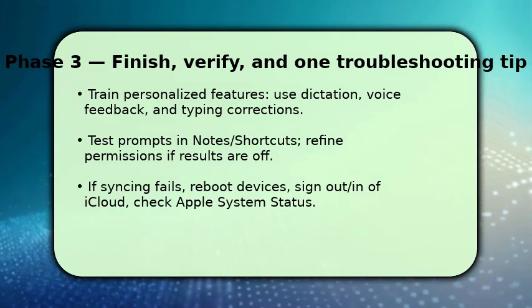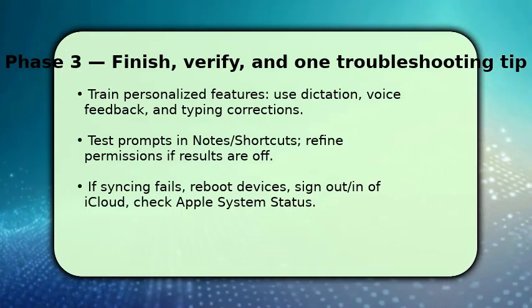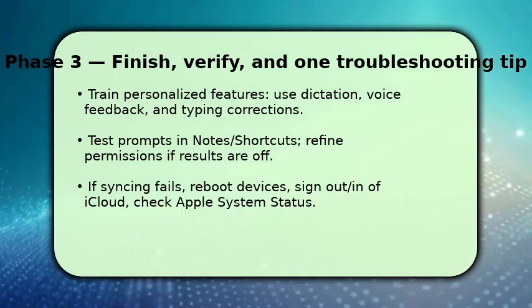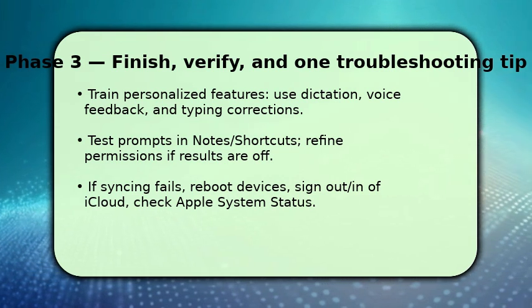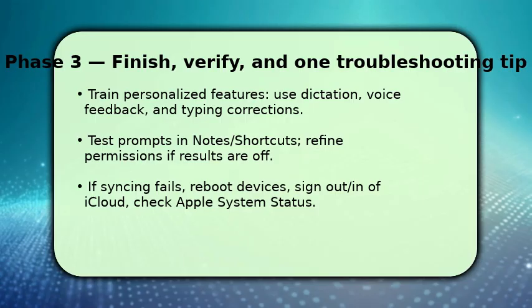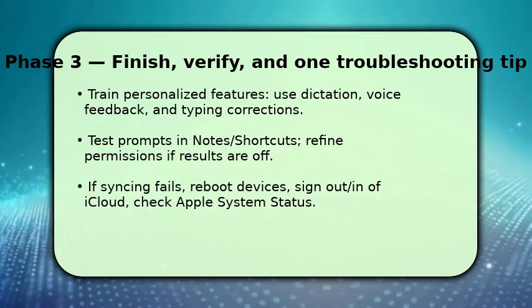If things go wrong, reboot your devices, sign out and back into iCloud, and confirm Apple system status for outages. For persistent sync errors, reset network settings and reapply privacy toggles. This usually restores on-device model updates and completes the setup without a Nugget accessory.